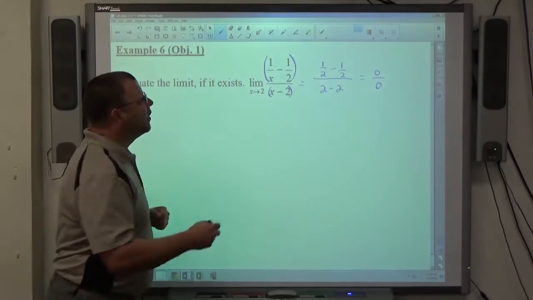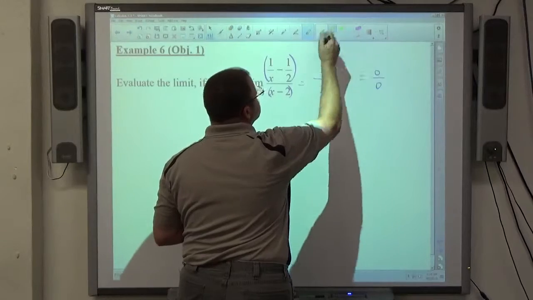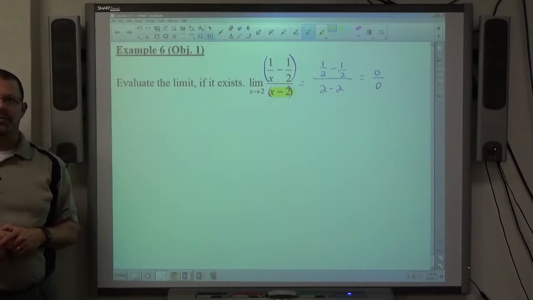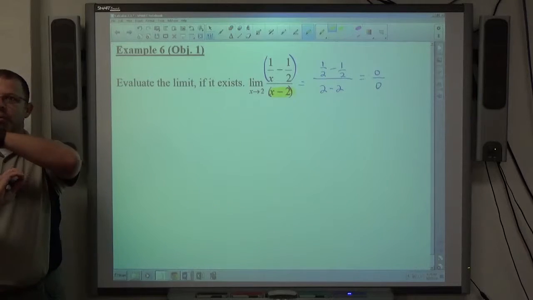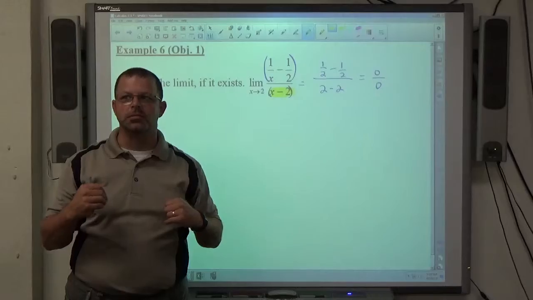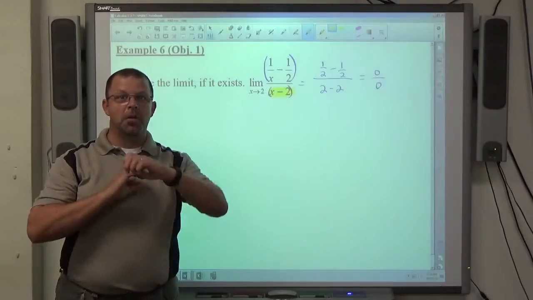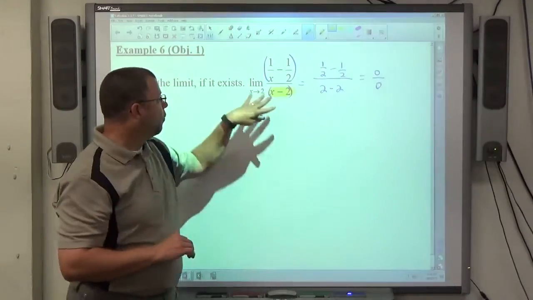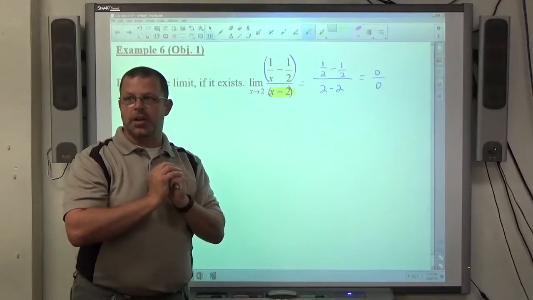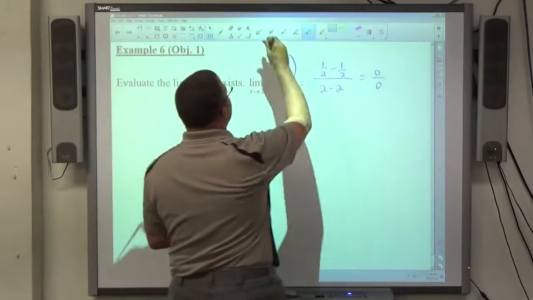The obvious issue is the x minus 2 on the bottom. That's creating 0 on the bottom. 0 on the bottom is the problem. I don't care if 0 is on top. If 0 over 17, the answer is 0. I don't care about 0 on top. 0 on the bottom is a problem. So everything I do when I'm simplifying, I'm going to keep x minus 2 separate from everything else I do. Keep that in mind when you're doing this.